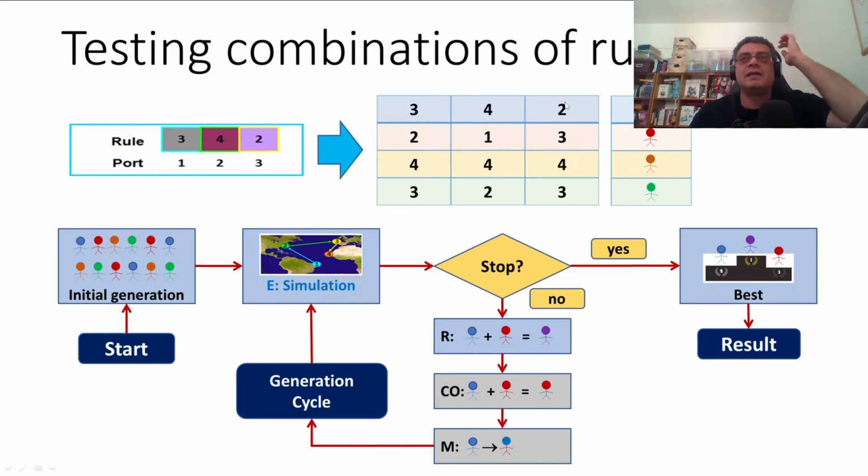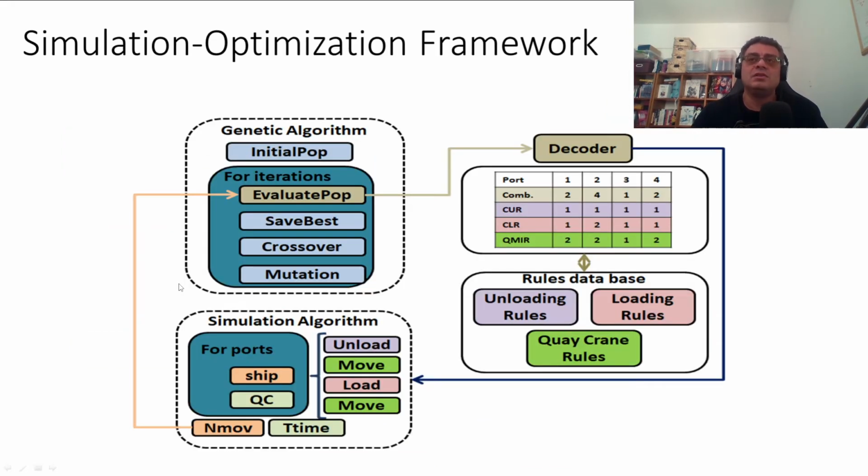Each line of this matrix is an individual. You can have many random individuals, and by applying this evolutionary scheme, you can get a better result, better than the initial random solution. So this is more detail about this scheme, how we can apply this, and also we have the decoding scheme detail here, and the necessary database of rules. Okay, loading, unloading, and quay crane rules.